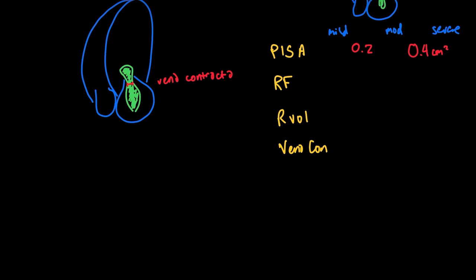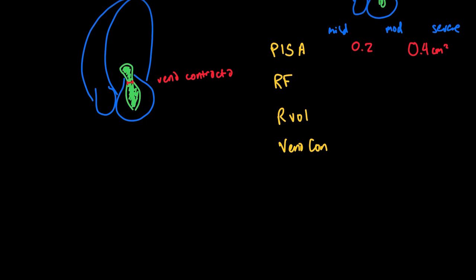Similarly, if we calculate our regurgitant volume to be less than 30 mils, that would be mild. If we calculate it to be 60 or more milliliters, that would be a severe leak. You can take the regurgitant fraction, that is the fraction of blood that leaks backwards, divided by the total amount of blood that flows forward into the left ventricle.